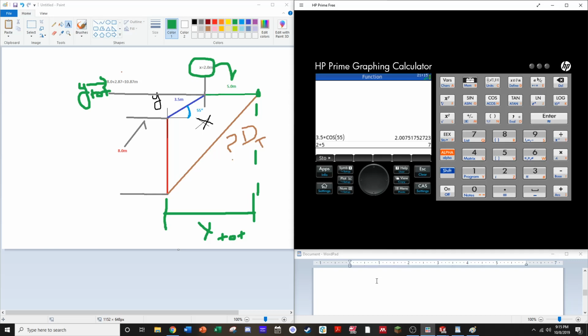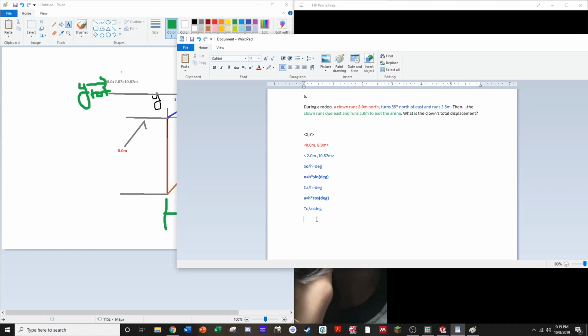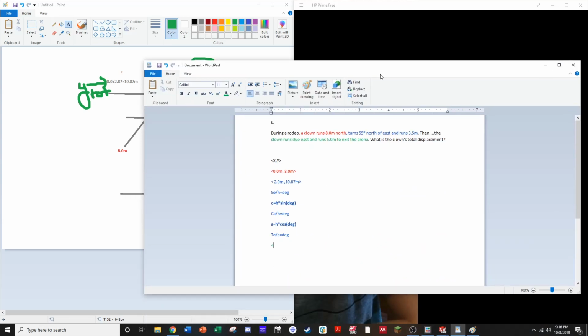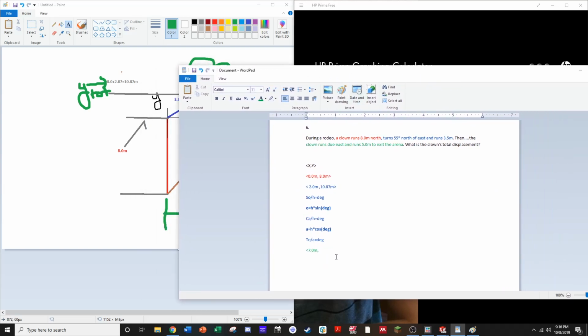So I did this color. What color did I give you? Oh, I made you green. So here we go. It is 7.0 meters, comma, y total, because it stays this height all the way through, 10.87 meters.